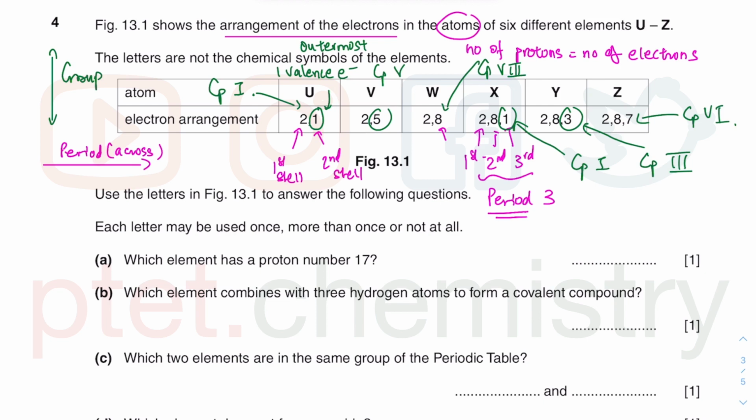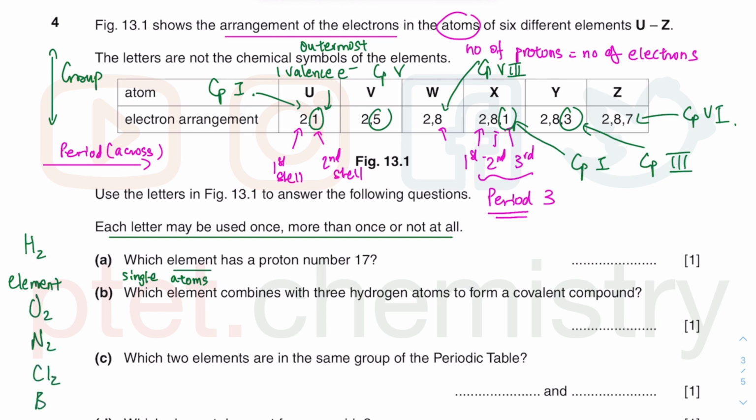Now each letter may be used once, more than once, or not at all. Which element? Element means a single type of atom only. But it can also be diatomic, such as hydrogen as an element, because it's not stable on its own, so they are diatomic. There are also other examples: O2, N2, Cl2, Br2, I2. These are all diatomic because they contain 2 atoms. Di refers to 2 atoms bonded covalently.